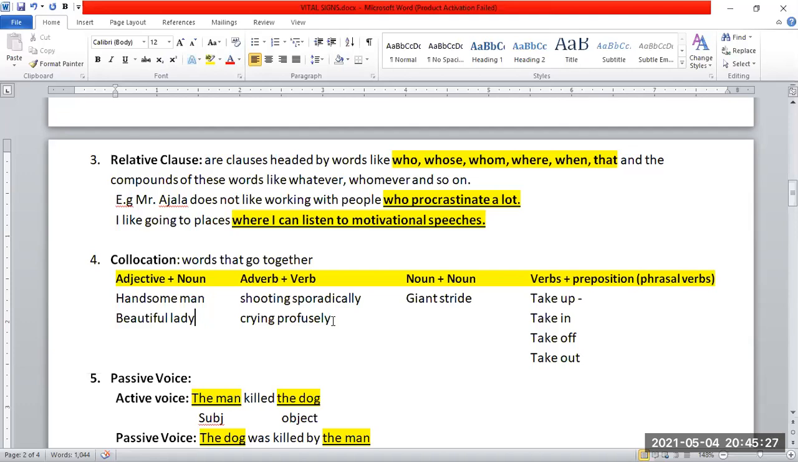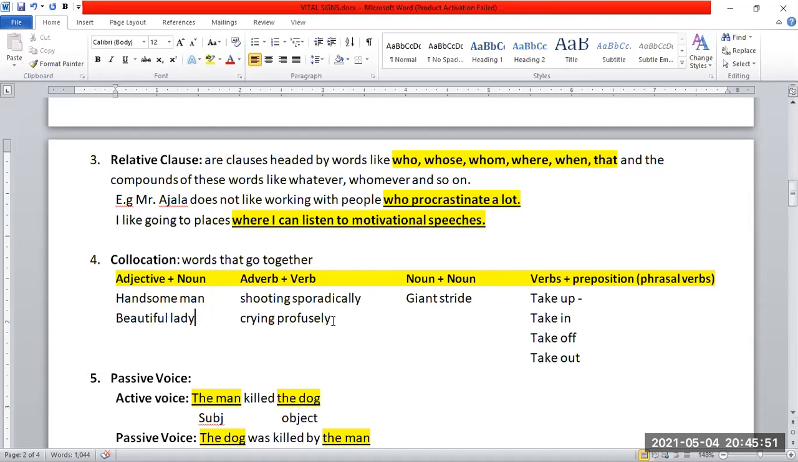The words that go together: walking majestically, yes. You can't have running majestically, for example, despite the fact that the two are motion. It's most likely walking majestically. Like that, noun plus noun, you have giant stride. There are several of them on the internet. Write them out, learn them, try to make use of them.